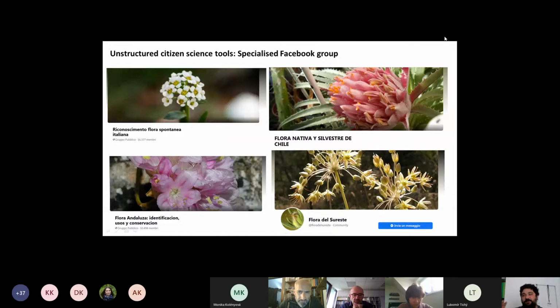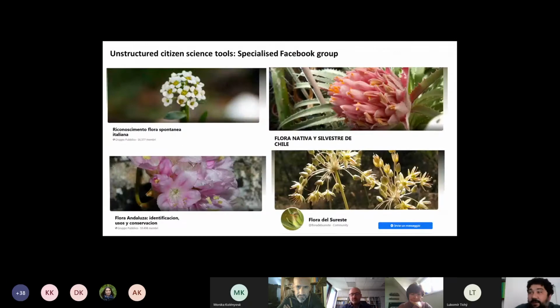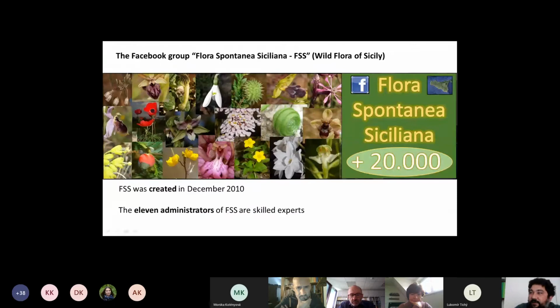But today I want to focus our attention on a specialized Facebook group that we can consider an attractor, a citizen science tool. These specialized Facebook groups have been growing very fast in the last years, and there are a lot of them. Here there are some examples, and in particular we studied a group from Sicily called Flora Spontanea Siciliana, which is about the wild flora of Sicily. This group was born in 2010, and after 9 years there were more than 20,000 members, and it is administrated by 11 administrators who are experts in the flora of Sicily.